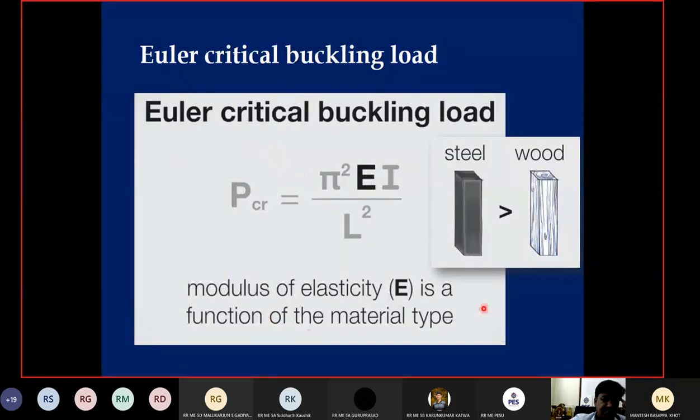Now, if you look at the sensitivity of Euler's critical buckling load, which is going to be P. Previously, with the short column, it was P divided by A. That means it was only talking about the load applied and the area. Now, when it comes to Euler's critical buckling, you see that it's a function of E, the modulus of elasticity, which is a function of material type, the steel and the wood.